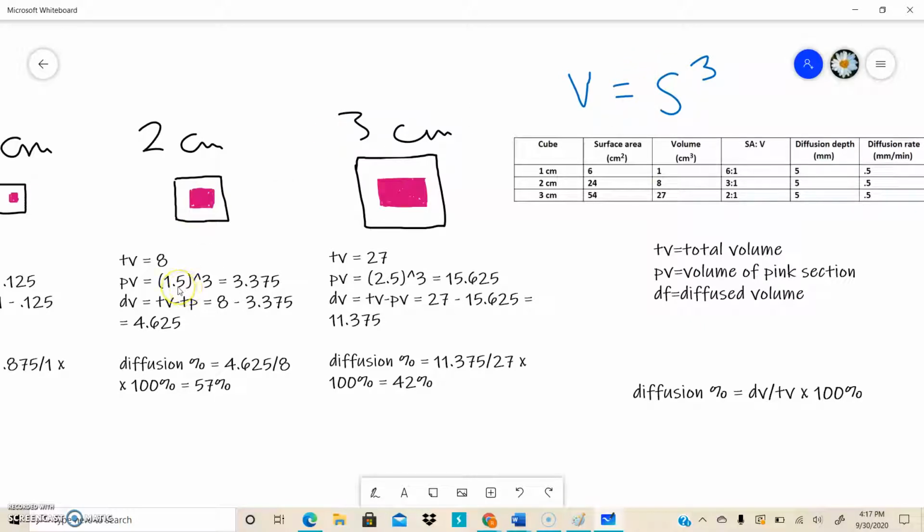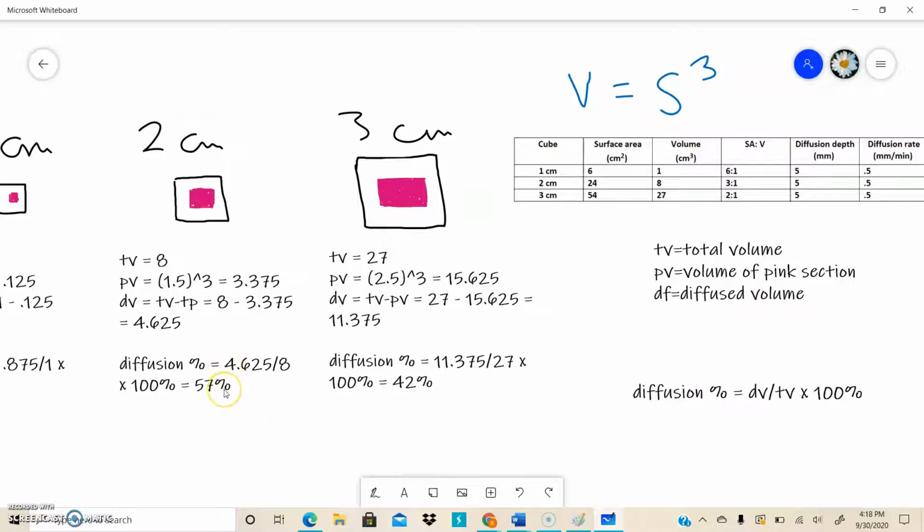My side in this case is going to be 2 centimeters minus 0.5 centimeter. So I have 1.5 centimeters. Again, I have 2 centimeters minus 0.5. That gives me 1.5 centimeters for my side. I will use the formula. I will cube it and get the pink volume of this pink section to be 3.375. I will then find my diffused volume by simply subtracting the total volume minus the pink volume, and I get this value right here.